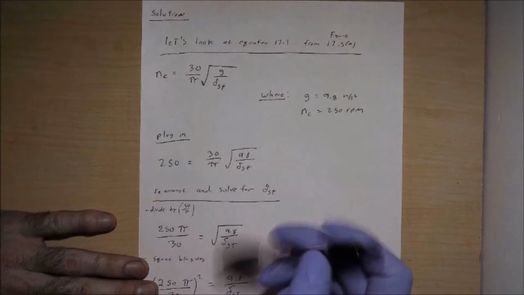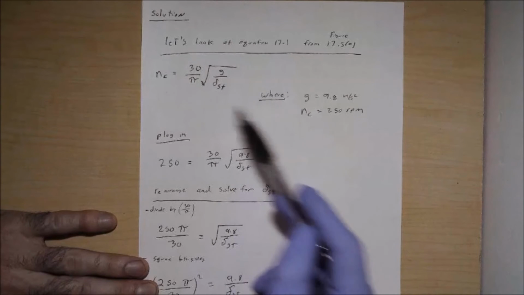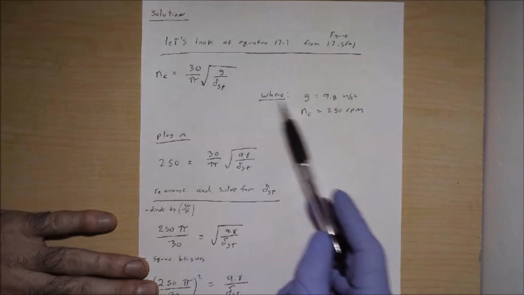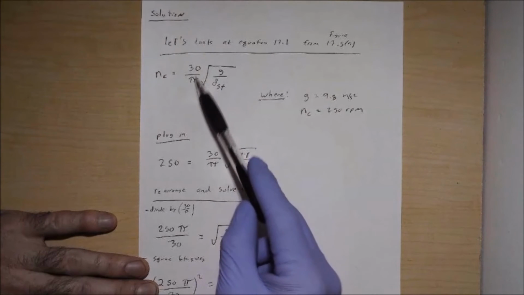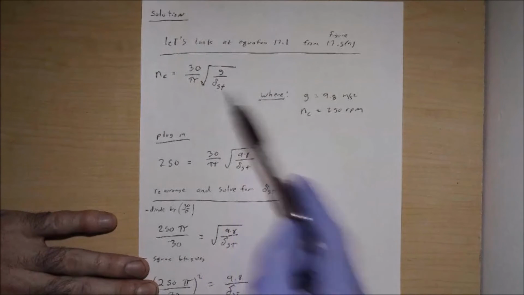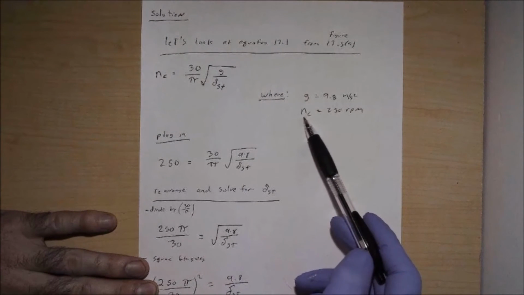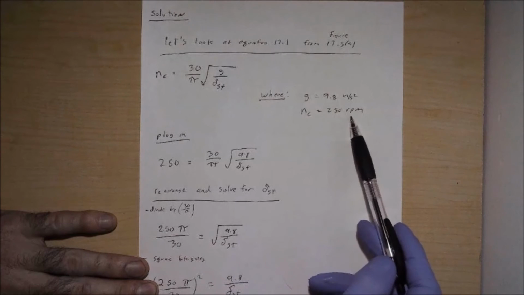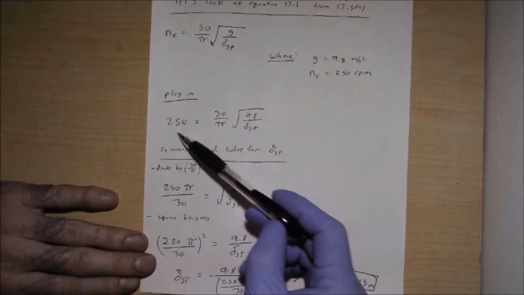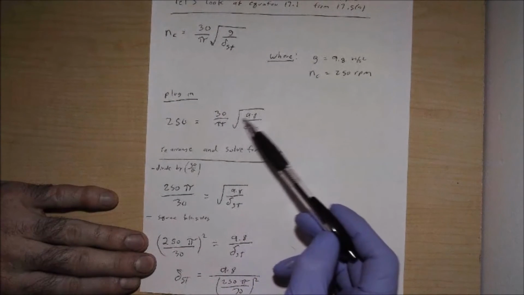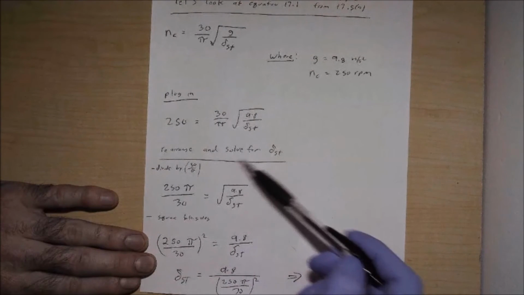So now that we have this equation from figure 17.5a and equation 17.1, we can go down and write it out here. What do we know? Again, we have N sub C for critical speed equal to 30 over pi times the square root of g over delta st, where g is 9.8 meters per second squared, and we're given our critical speed for the shaft in the problem statement of 250 RPM. So we can plug these values into this governing equation. We end up with 250 equal to 30 over pi times the square root of 9.8 over our delta st.